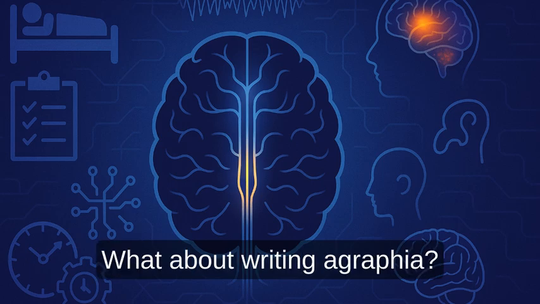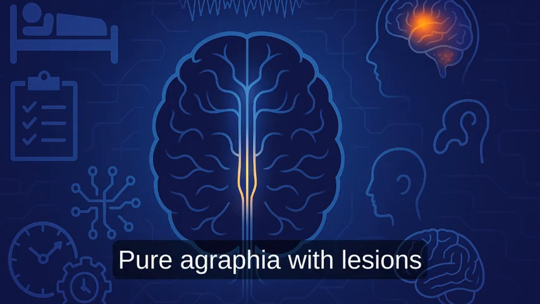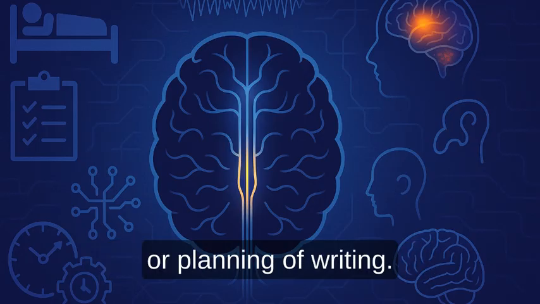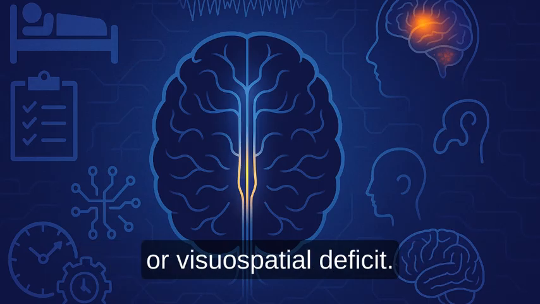What about writing, agraphia? Can that happen alone? It can happen in isolation, pure agraphia, with lesions in frontal or parietal areas involved in the motor control or planning of writing. More commonly, it occurs with aphasia, aphasic agraphia, or due to motor problems, apraxia, or visuospatial deficits.